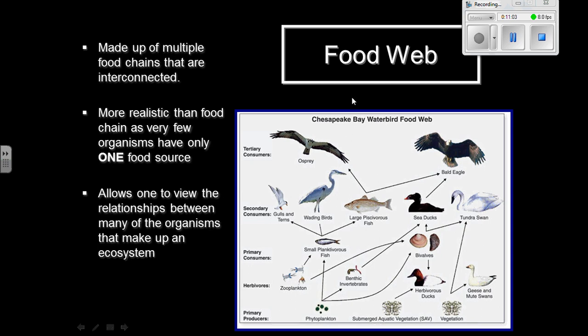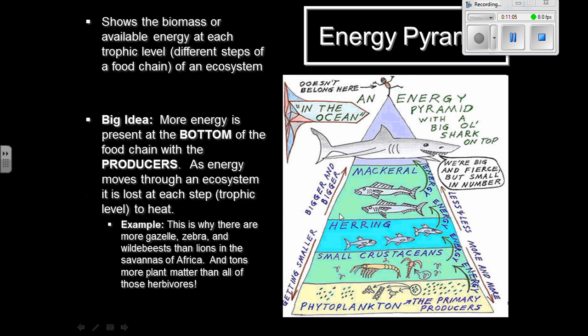The last one is the energy pyramid, and this just shows the biomass or the available energy at each trophic level. The trophic levels are just the feeding levels of the ecosystem, and you see there the producers are always at the bottom. Consumers start to pile up, and as you see, there's less energy as you move up the food chain, or up the food web, or up the energy pyramid, because a lot of that energy is not transferred.